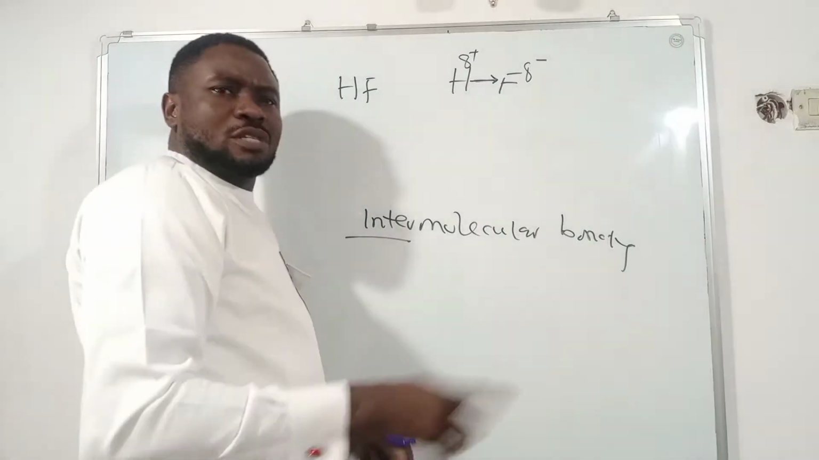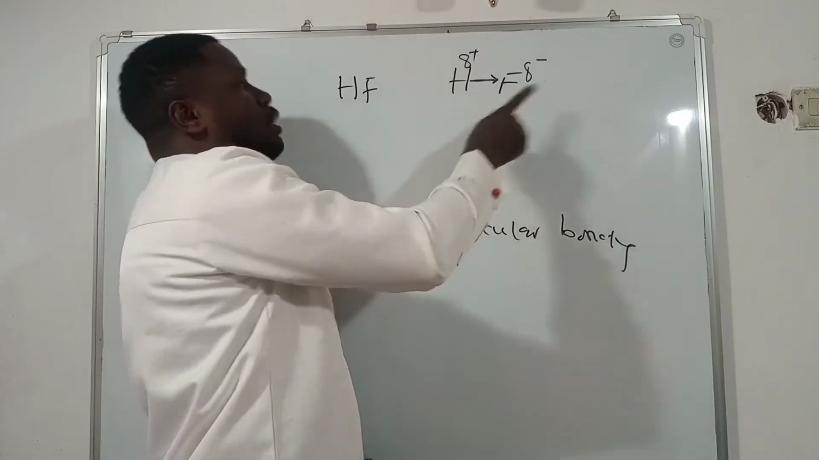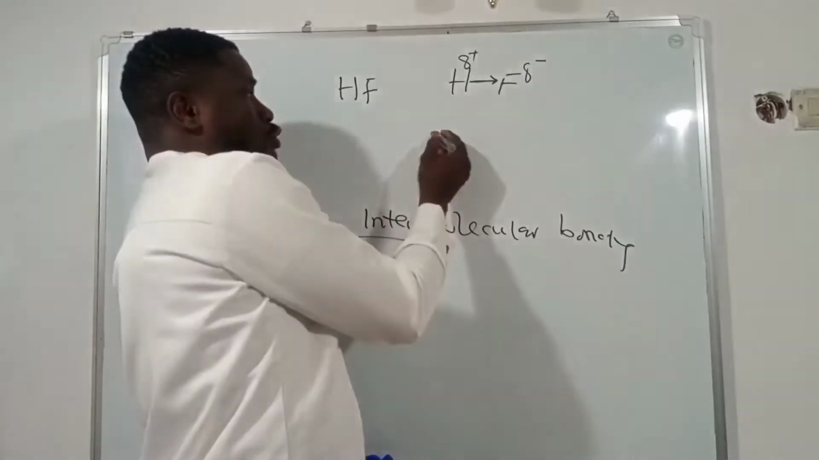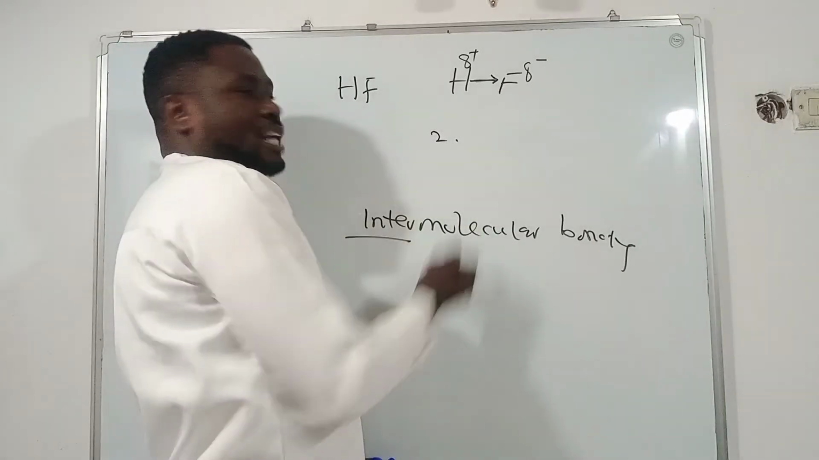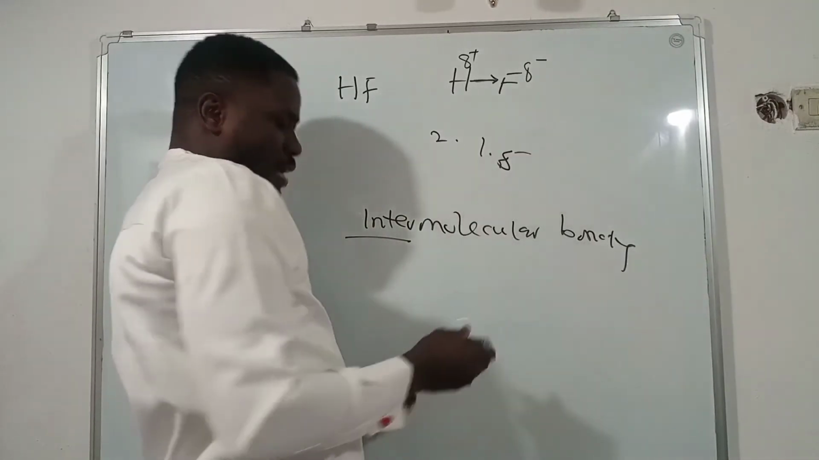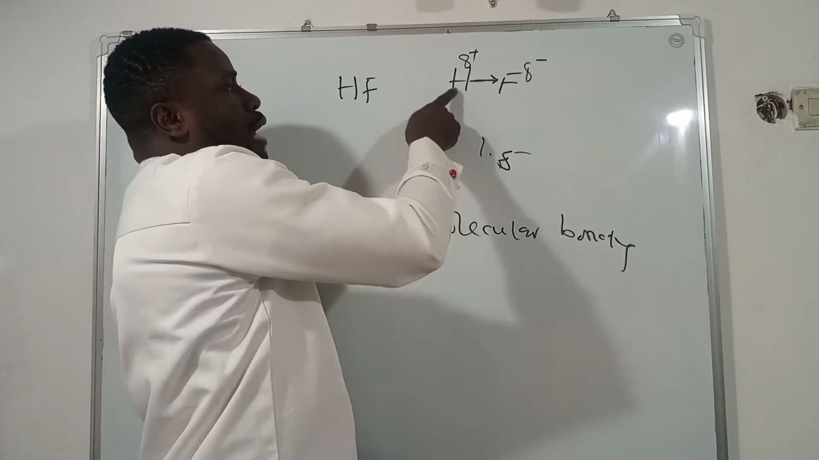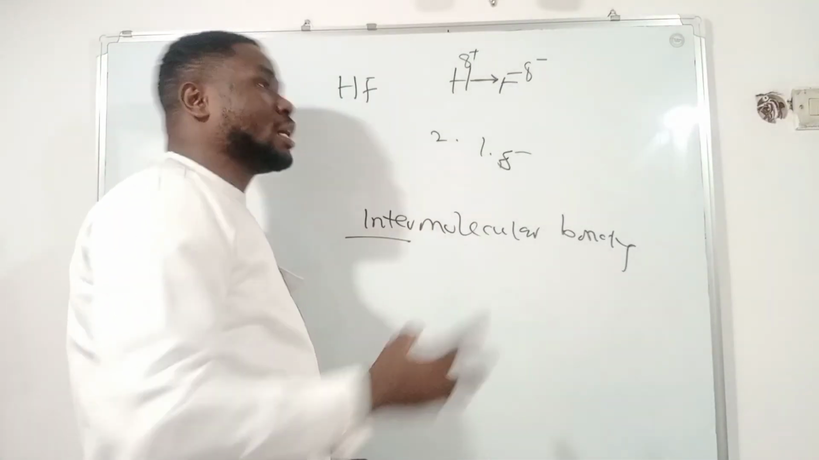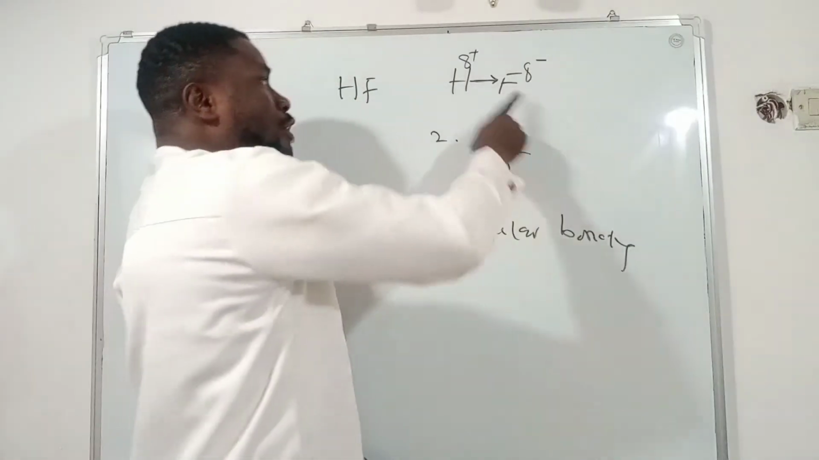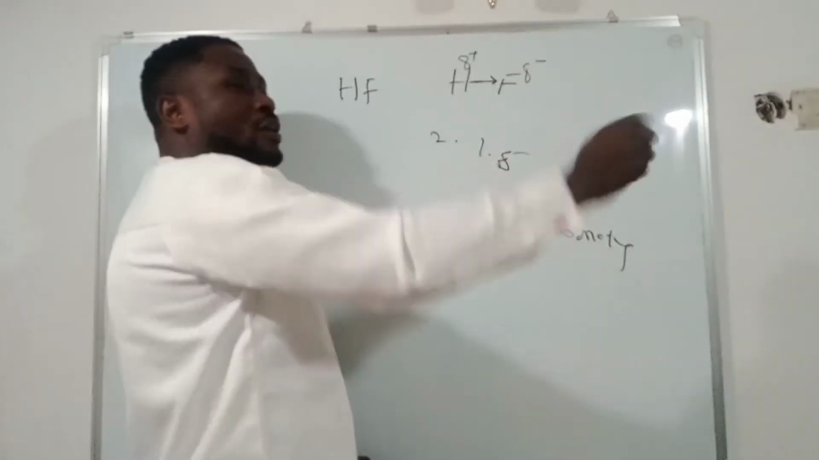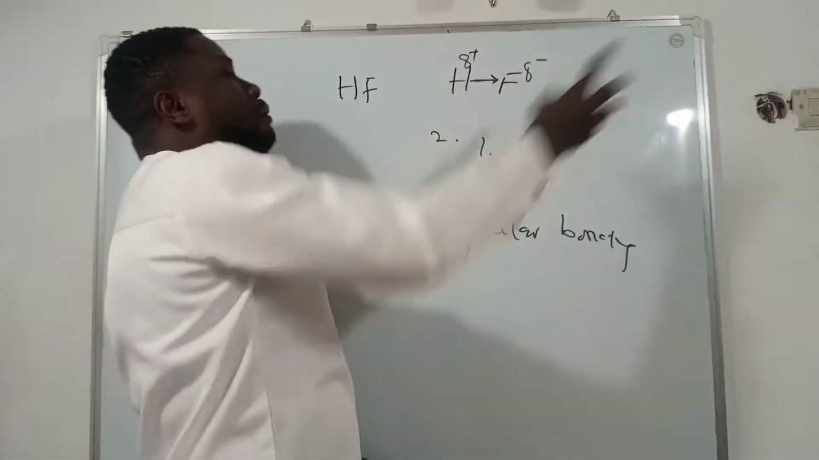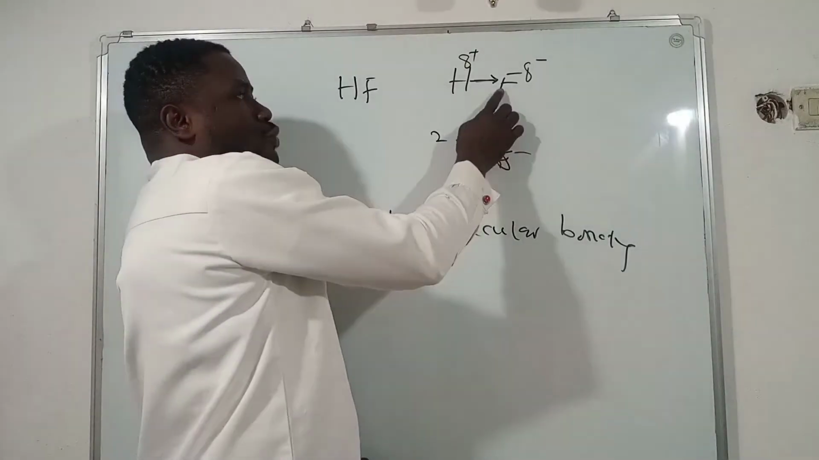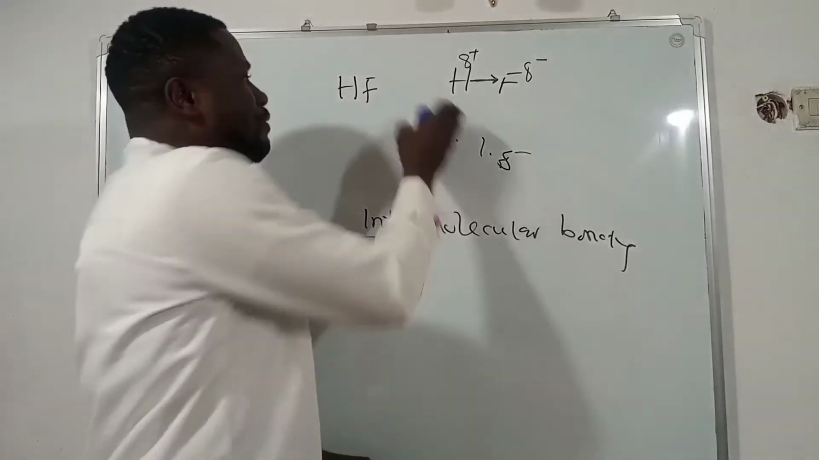Why is it partially positive? Remember that if fluorine attracts more of the bonded electrons, initially it was 2 electrons. Supposing fluorine attracts 1.5, it means that the hydrogen will have less of the electrons. Remember that electrons are negatively charged, and because they are negatively charged, the fluorine that comes to have an excess of them will show that by having a partially negative end, and that's why we have it written like that.